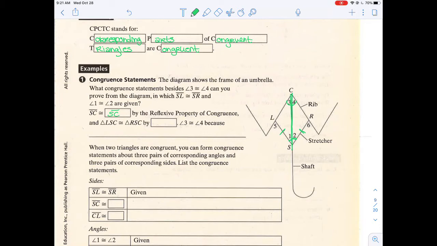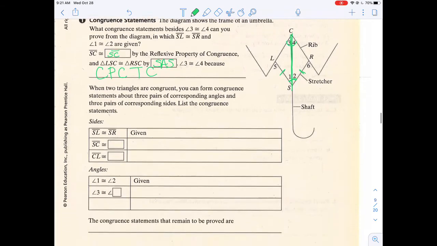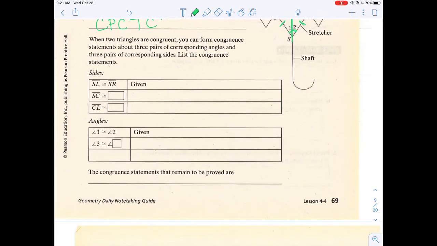And triangle LSC is congruent to RSC by, and we have to decide, we've got a side, an angle, and another side. So I'm going to say the SAS postulate. So then we're proving that angle 3 is congruent to angle 4 because corresponding parts of congruent triangles are congruent. So all we proved was angle 3 is congruent to angle 4. So when two triangles are congruent, you can form congruence statements about 3 pairs of corresponding angles and 3 pairs of corresponding sides. We're going to list the congruence statements.